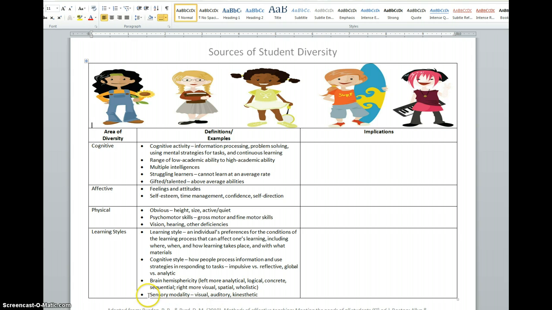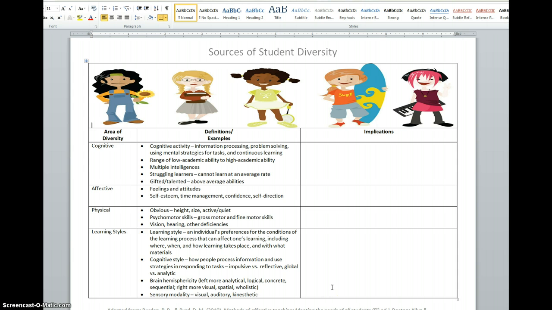Then the biggest type of learning style that we have are the visual, auditory, and kinesthetic. And we're going to talk about these more. And it's very important that you know those three words and that you know what they mean. A visual learner is one who learns by seeing, an auditory learner one by hearing, and a kinesthetic is one who learns by doing. So in our teaching, in fact, let me jump over to implications.